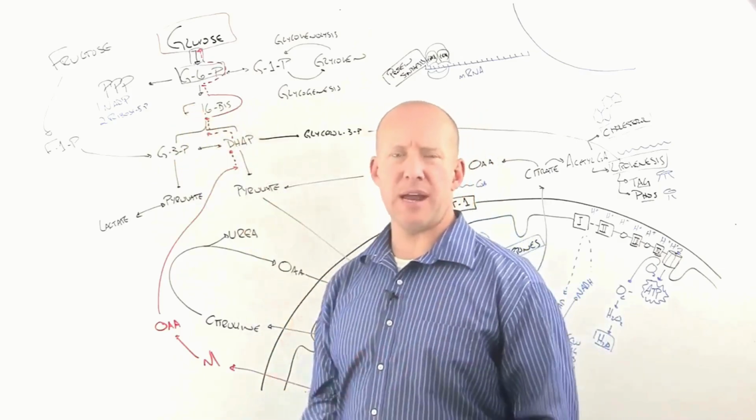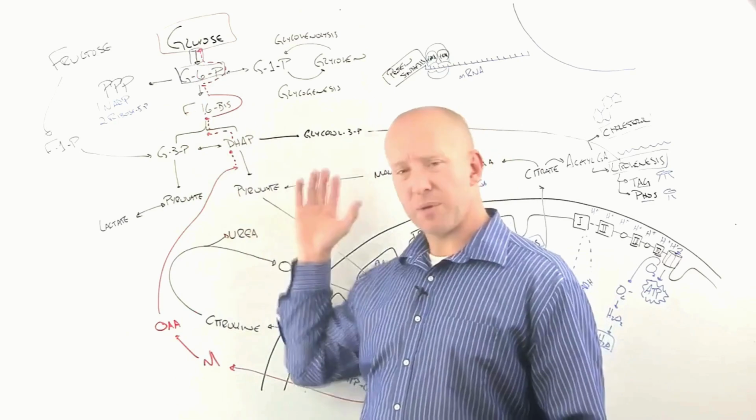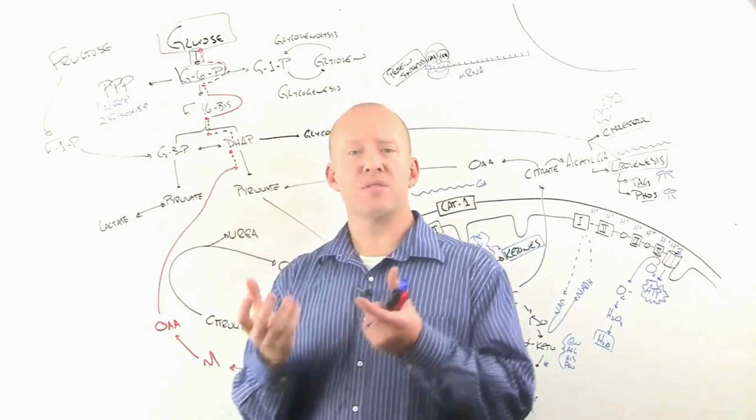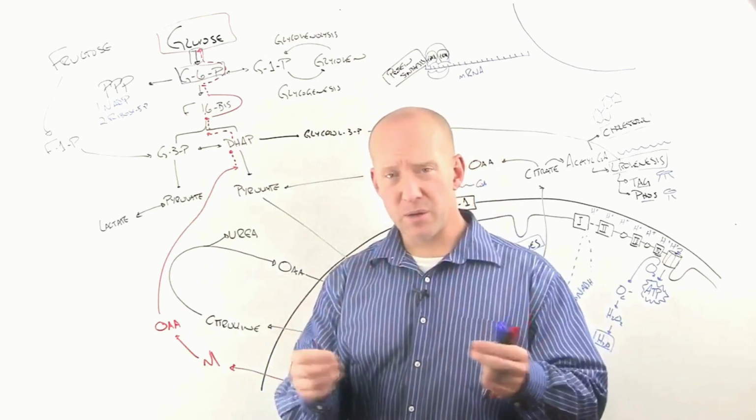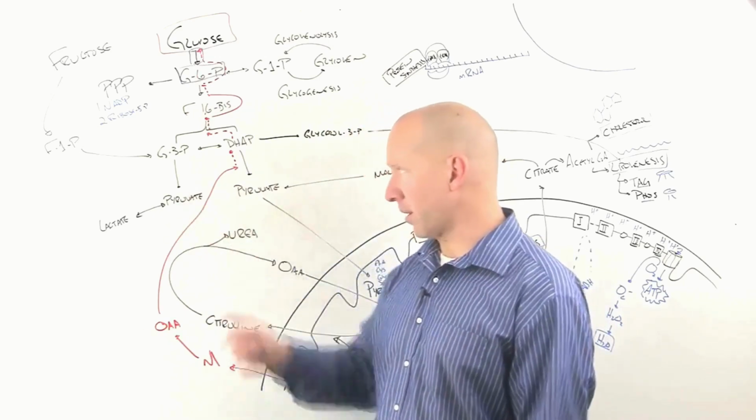Somebody just ate right now. So glucose is going to end up being used for glycolysis, which is the splitting of a sugar molecule, specifically glucose, taking a 6-carbon glucose into 2 3-carbon pyruvate molecules.